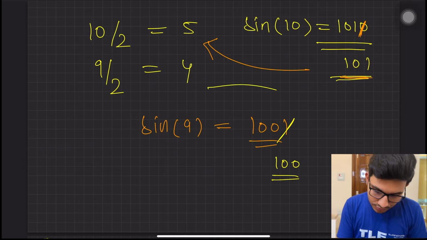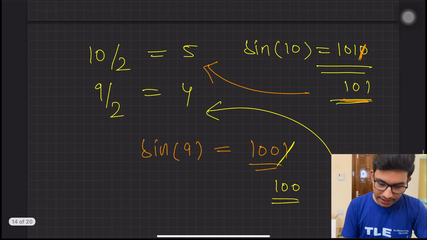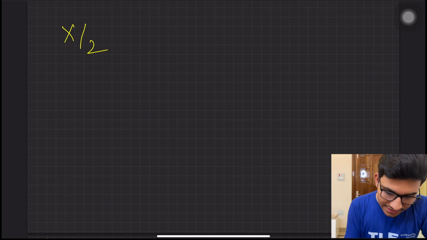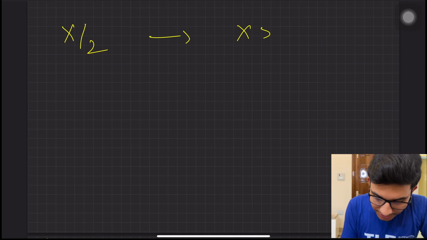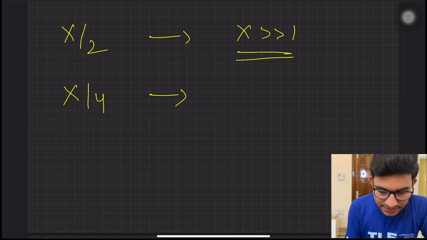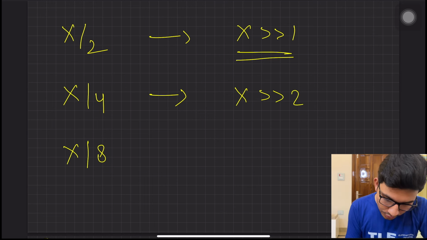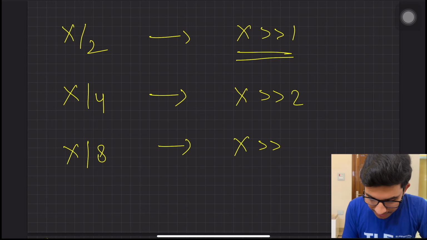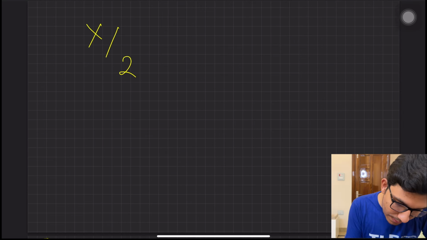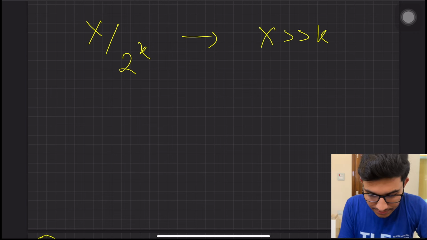And this will be the number, which is 4, right? So if you have to divide a number by 2, you can do something like, if you want to divide x by 2, this is the same as saying x right shifted by 1 step. Okay, if you want to do something like x divided by 4, this is the same as saying x right shifted by 2 steps. If you want to do x divided by 8, you can do x right shifted by 3 steps. Okay, so clearly if you want to do something like x divided by 2 to the power k, it is the same as saying x right shifted by k steps.